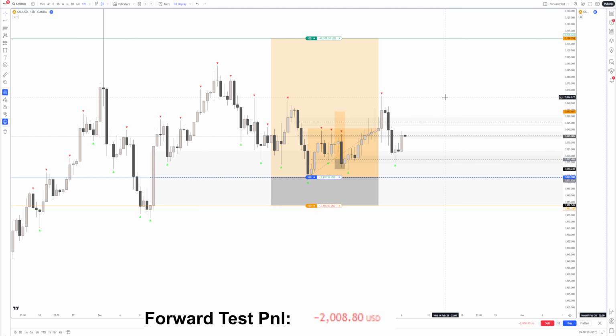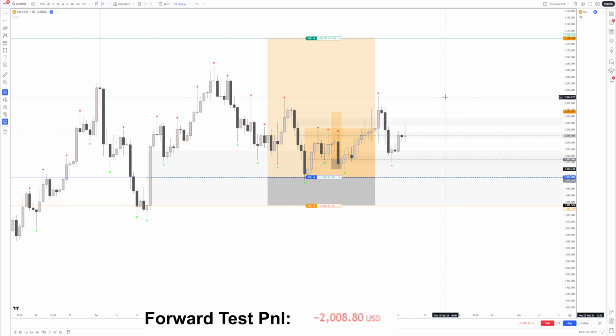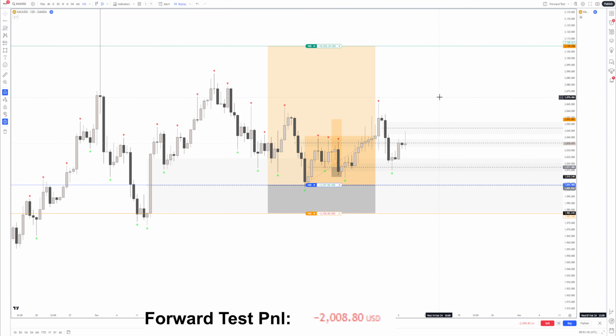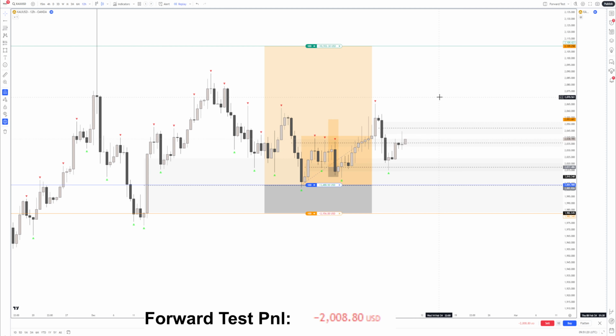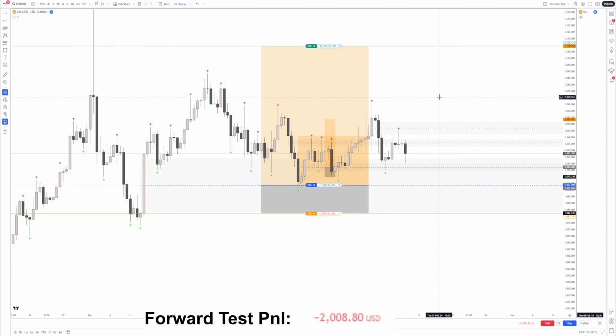Okay, we have got a potential new fair value gap forming. Yep, we had a little one just there, but we have got one here, you can see just there. Right there. So you got one little one there. Can react at that point.